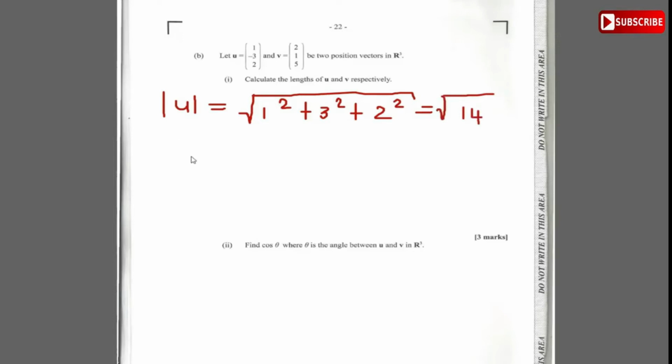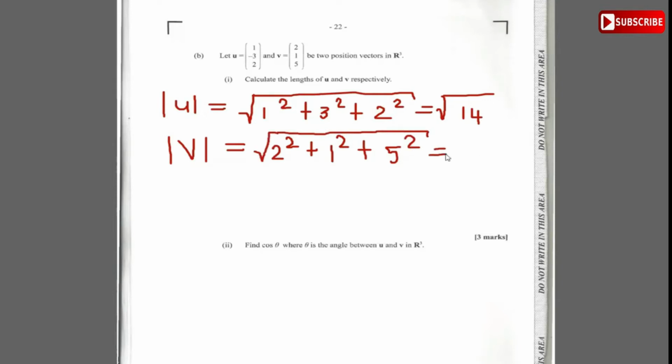Now the length of v is going to be equal to the square root of 2 squared plus 1 squared plus 5 squared. That's the square root of 30. Nice. We can leave it right there.